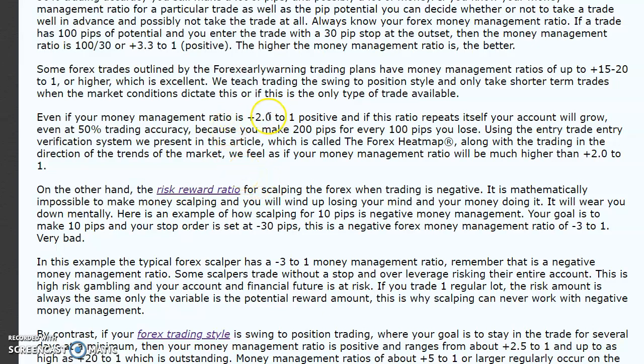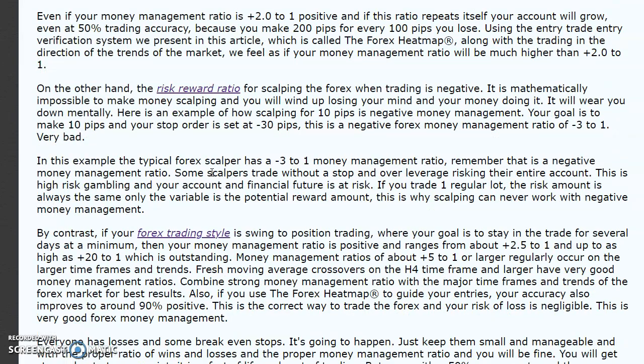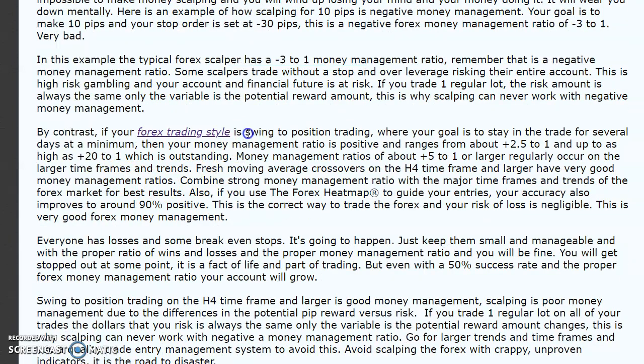But even if your money management ratio is low, you'll still grow your account. We just prefer to work with the higher time frames and the higher money management ratios. So now scalping has a low or sometimes negative money management ratio, and we discourage scalping or anything crazy related to trading without stops. If you're going for swing to position trading, your money management ratio will be very high, sometimes plus 20, plus 5, much better numbers if you stick with trading on the higher time frames.